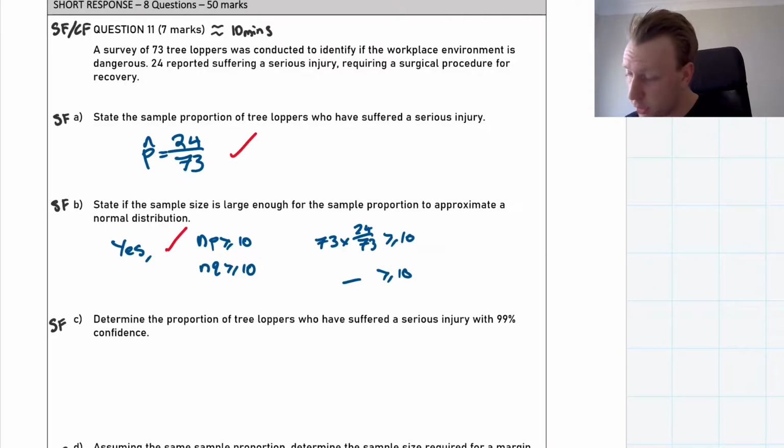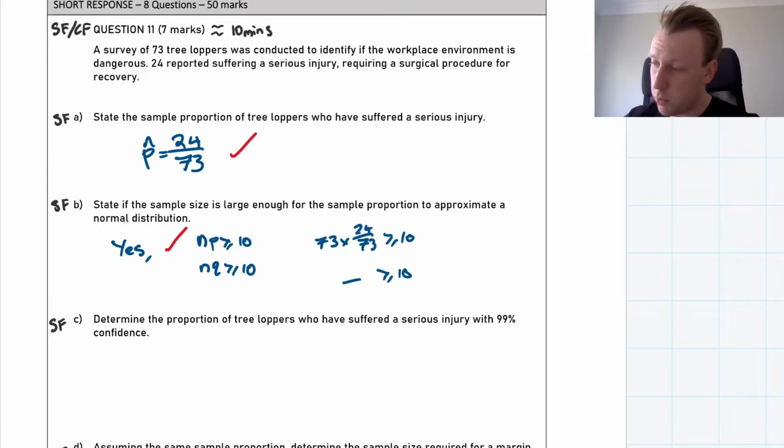Determine the proportion of tree loppers who have suffered a serious injury with 99% confidence. So what we're going to do here is probably worth 2 marks. One of them is going to be for your expression and one of them is going to be for your answer. So we're going to write an expression here.